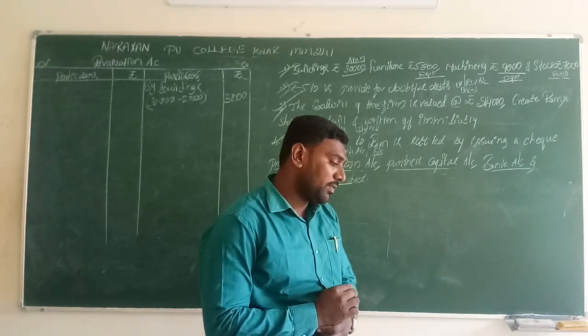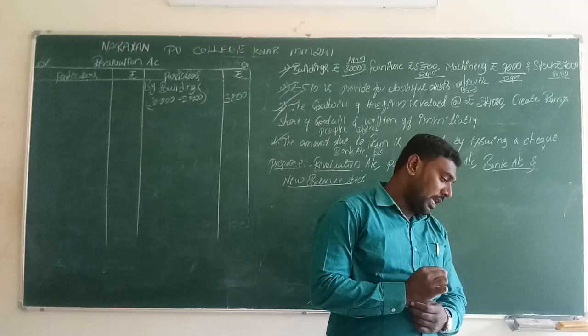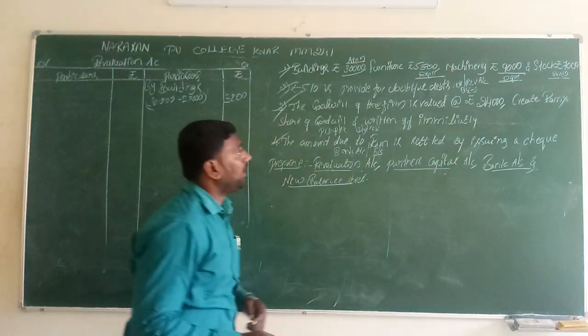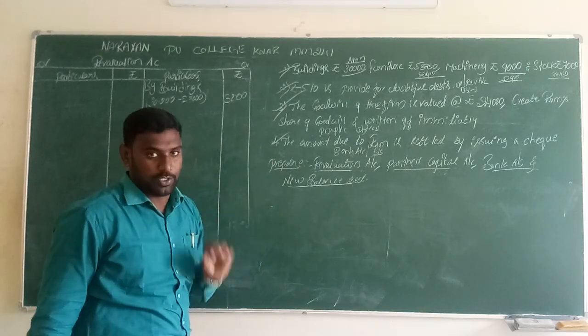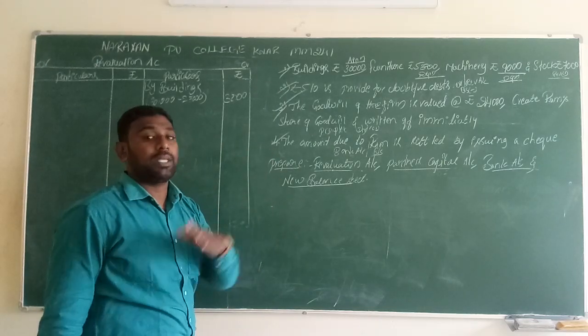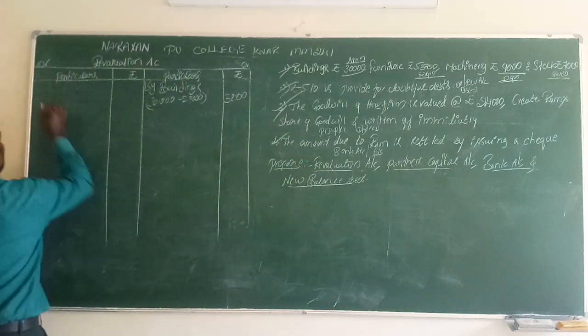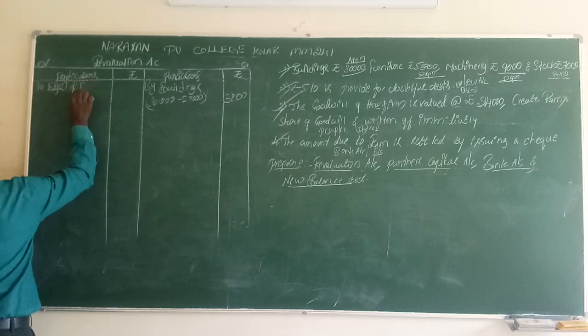The value of furniture which is available in the balance sheet is 6,500. But in the adjustment, they are given 5,800. So it reduces. Reduction is nothing but depreciation. Depreciation means expenses. Expenses always come to the debit side only. To depreciation of furniture.